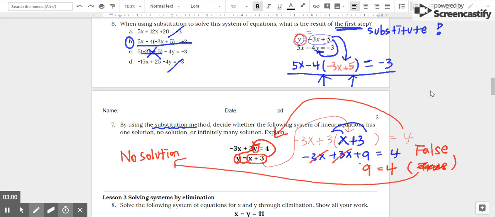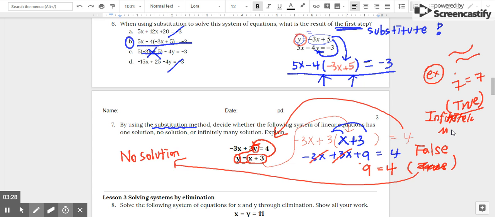When you end up with a true statement all the time, for example, you solve, simplify everything, and you end up with 7 is equal to 7. It's always true, right? For whatever x and y you have for the system. So if you ended up with a true statement, then you have to say infinitely many solutions. It's always true. Infinitely many solutions.